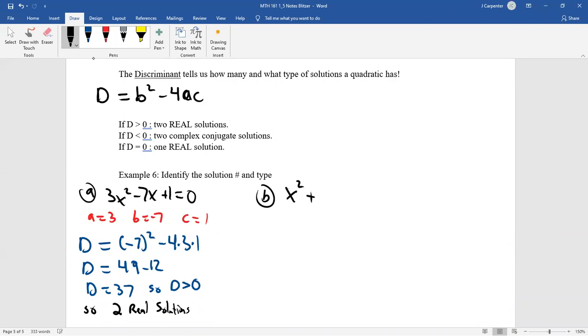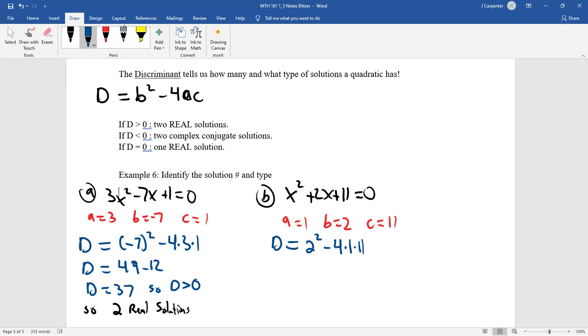X squared plus 2x plus 11 equals 0. Everything's neat and tidy. The A is positive 1, the B is positive 2, the C is positive 11. So our discriminant is, don't try and guess this answer based on the A, B, and C. You'll probably guess wrong. So b squared is 2 squared, then minus 4 times a times c, 4 times 1 times 11. So our discriminant is 4 minus 44. So our discriminant is negative 40, watch your signs, which means the discriminant is negative.